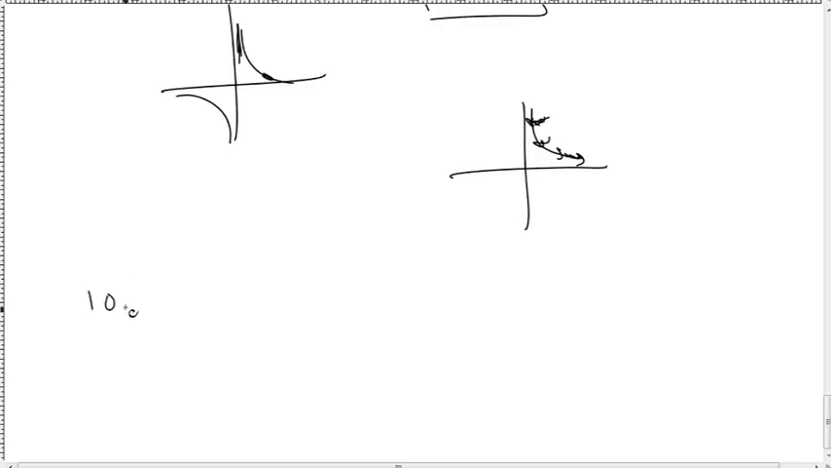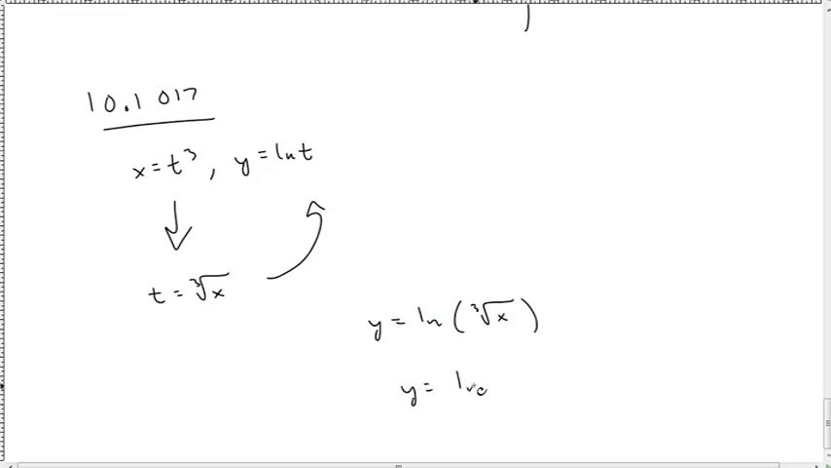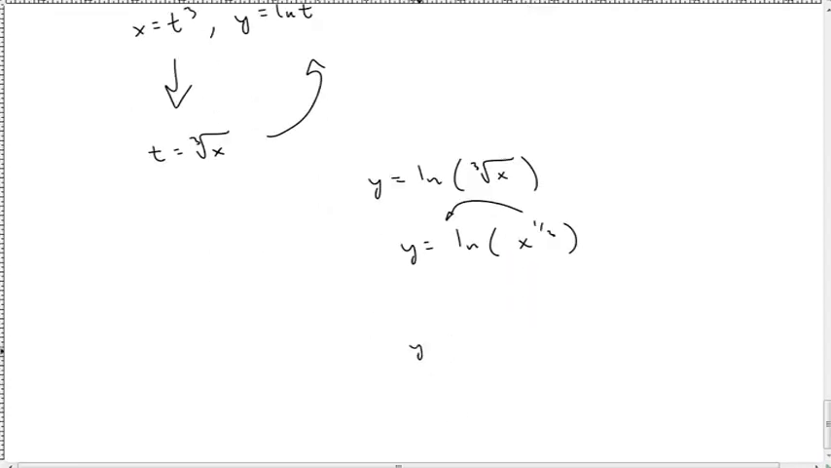Okay, 10.1.0.1.7. So I've got x is equal to t cubed, and y is equal to ln t, and they want to eliminate the parameter and graph it. I think the easier way right now is to do this: t is equal to the cube root of x. And so I'm going to take that and plug it in right here. So y is equal to ln of the cube root of x, and you're done. If you want to go a step further, you could say that that's a 1/3 power, bring it out to the front, and you would then have 1/3 ln x.